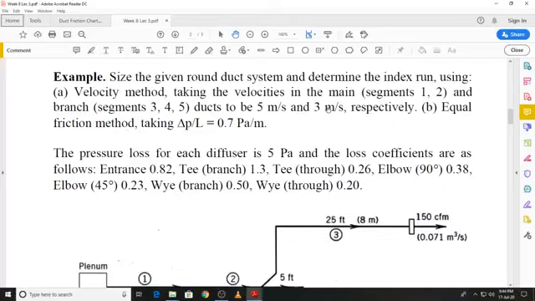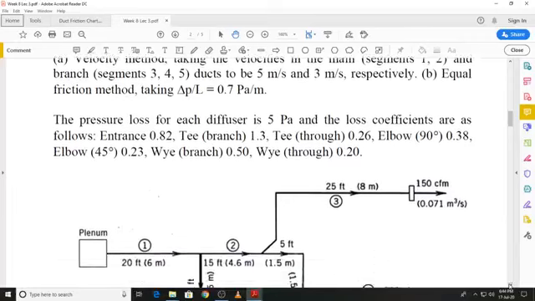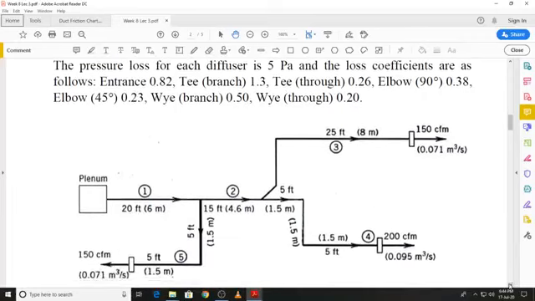Then we will solve for the same layout by using the equal friction method, for which the pressure drop per unit length is again specified as 0.7 pascals per meter. Because we will need the dynamic losses as well, for that the loss coefficients are required, and for this layout the values of the loss coefficients are given to us.